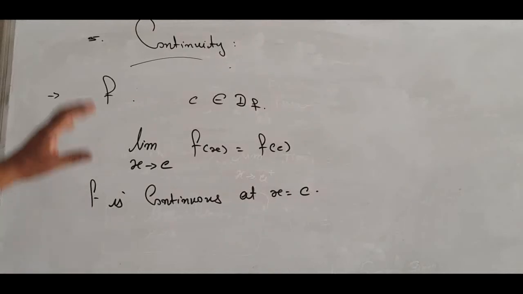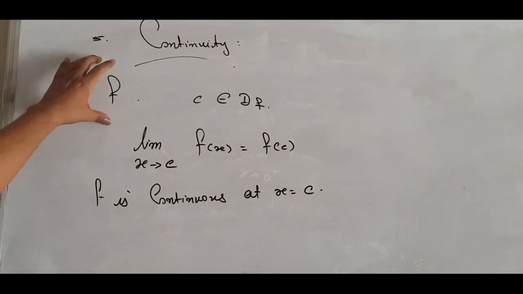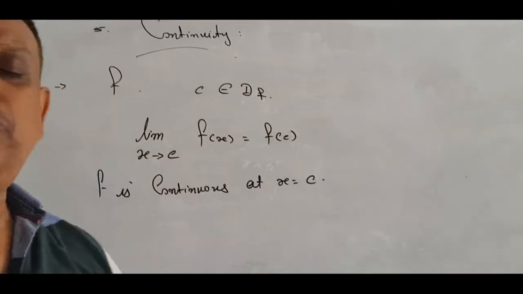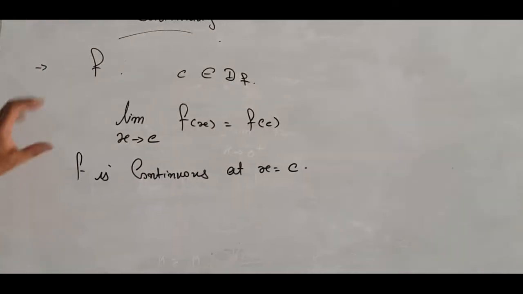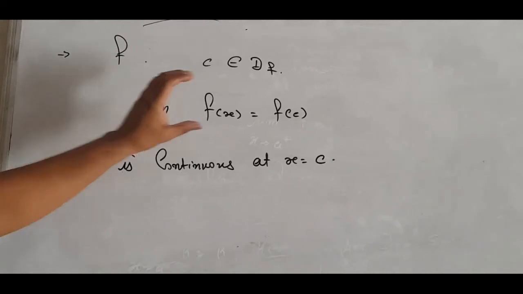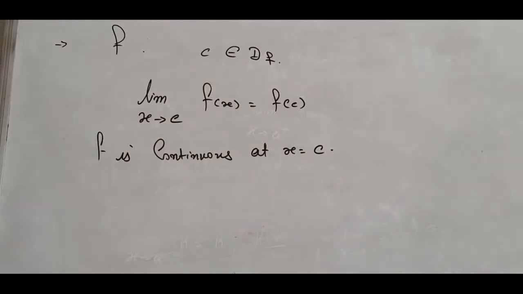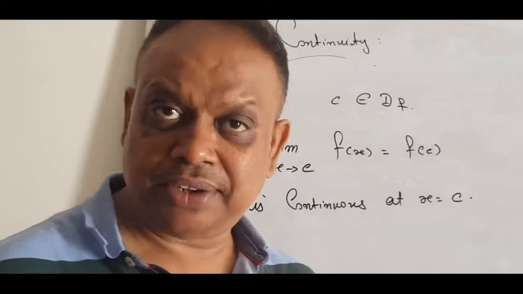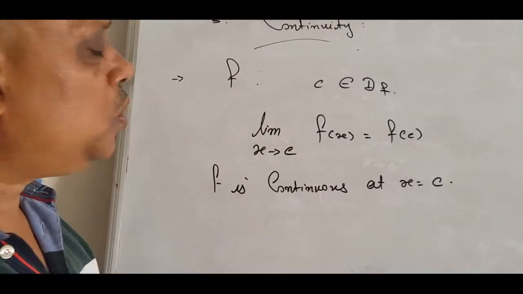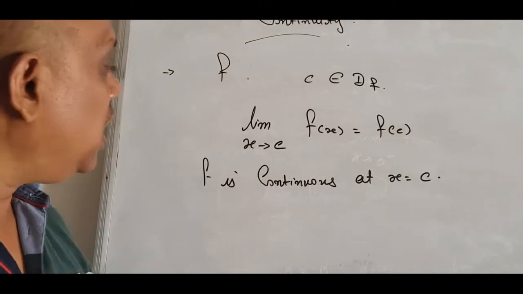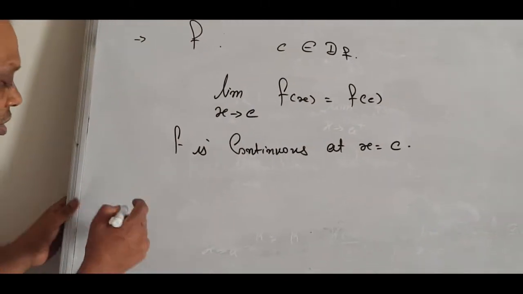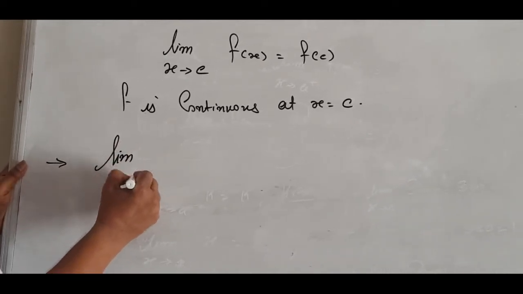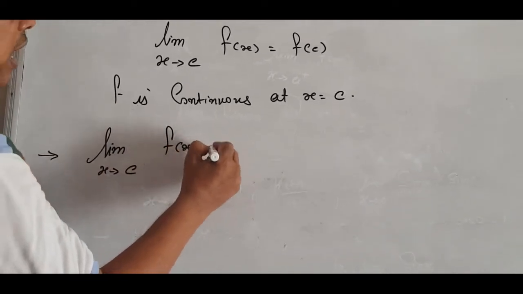I repeat, let f be a function defined on the real numbers and c belongs to the domain of f. If the limit of x tends to c, f(x) is f(c), then we say that the function is continuous at x is equal to c. So here you have 2 points for a continuous function. First thing is this, again I am repeating, limit of x tends to c, f(x) is what? f(c).